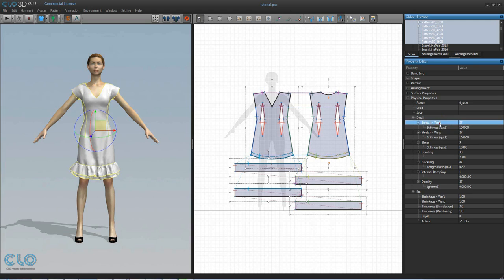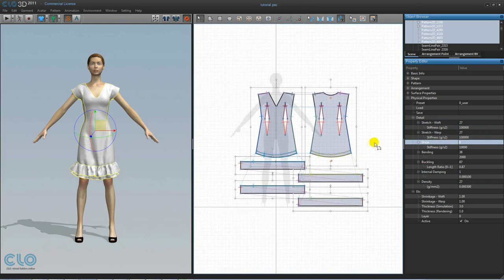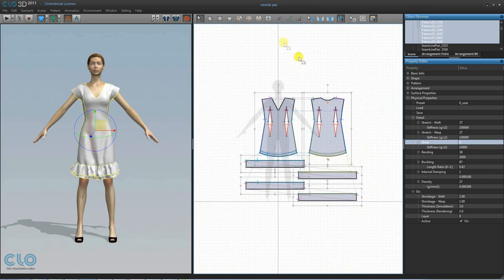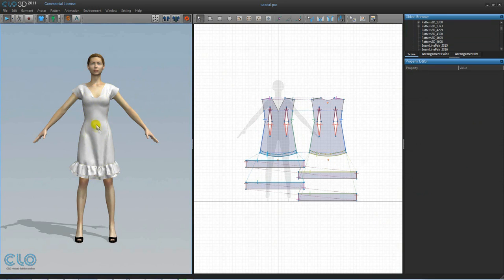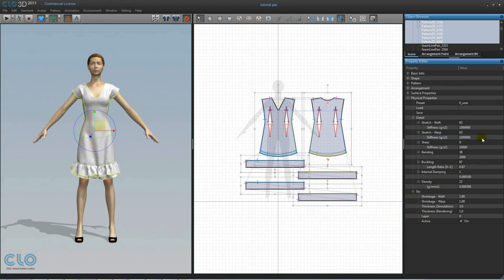The attributes include weft, warp, and shear strength, as well as bending, buckling, internal damping, and density. The weft, warp, and shear strength represent the horizontal, vertical, and diagonal strengths of the fabric weave respectively. If we increase the value of the weft strength, you can see that the fabric, and therefore the garment, compresses in width. If we increase the value of the warp, the fabric becomes more compact in length.